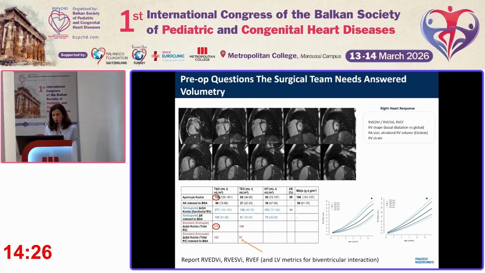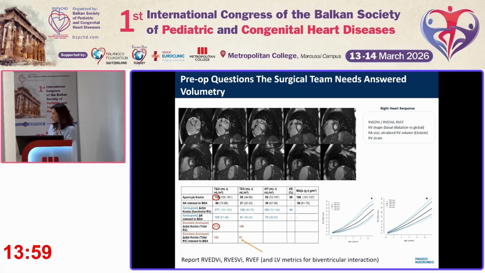But overall, we try to report not only the functional RV, but also the total volume of the anatomical ventricle. So on the top, you can see the slices of the ventricles in multiple levels in the short axis to produce the volumes and the function. And then below is the report, and I apologize for some Greek wording in that.